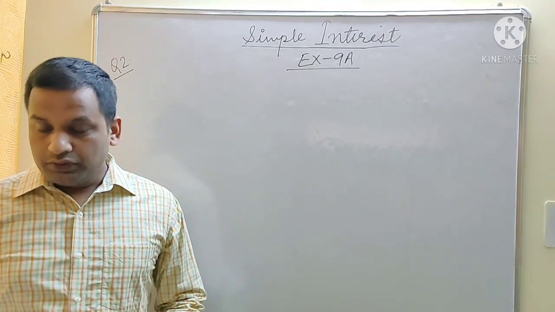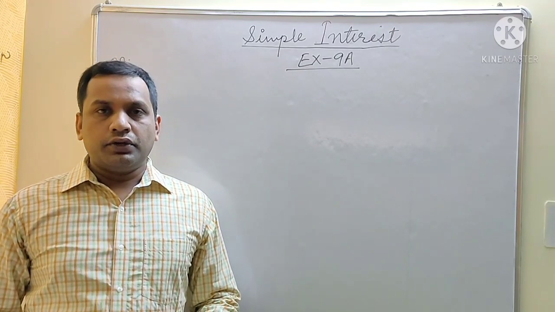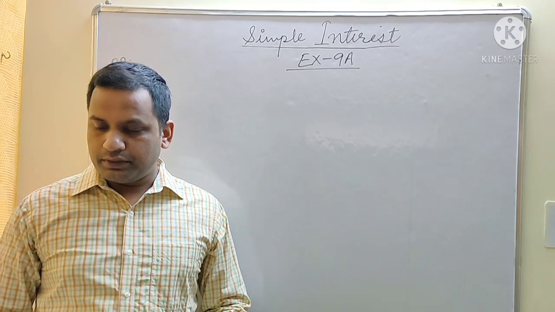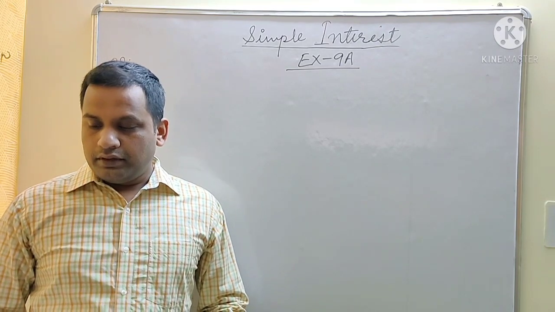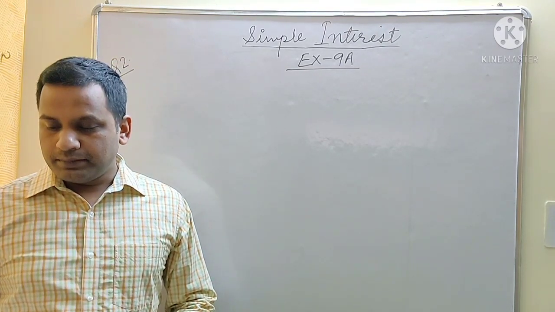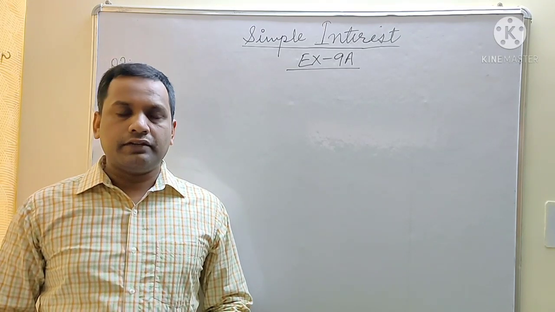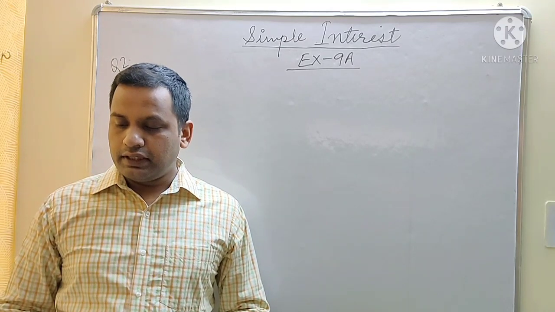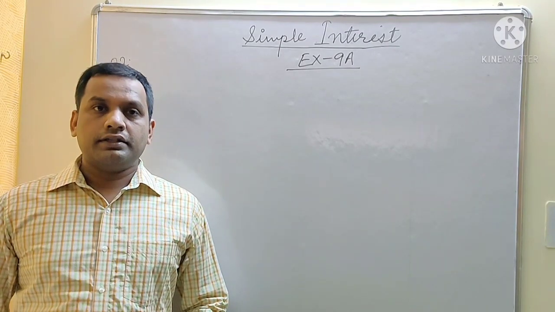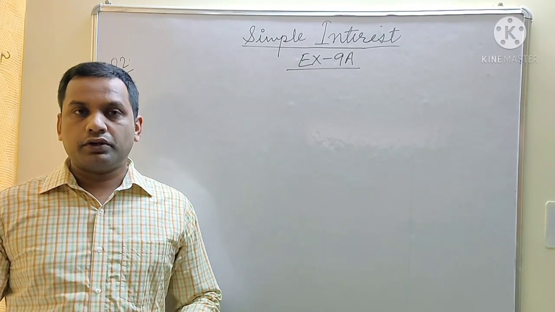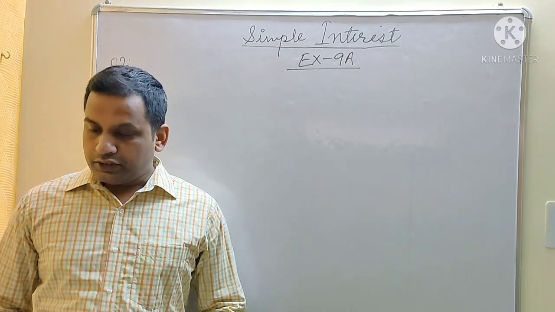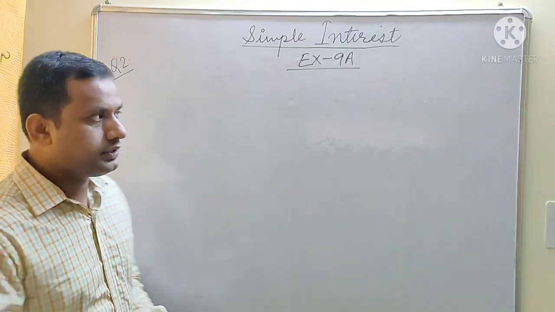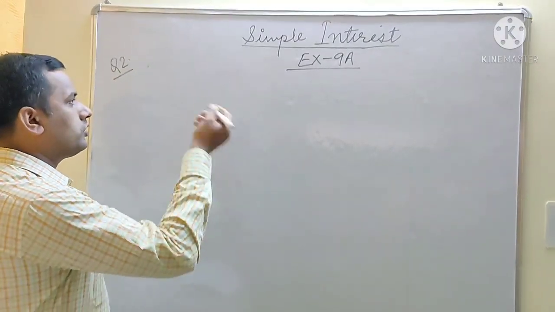In question number 2, it is asking: Rohit borrowed rupees 24,000 at 7.5% per year. That is the rate given, 7.5% per year. How much money will he pay at the end of 4 years to clear his debt? Here three pieces of information are given: borrowed money, that is principal, 24,000, rate 7.5% and time 4 years.